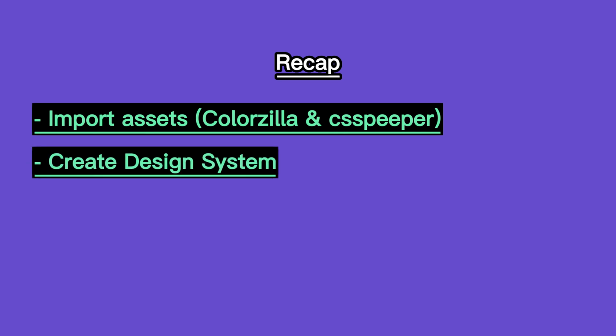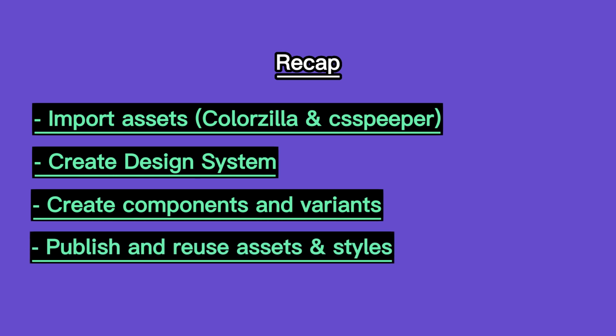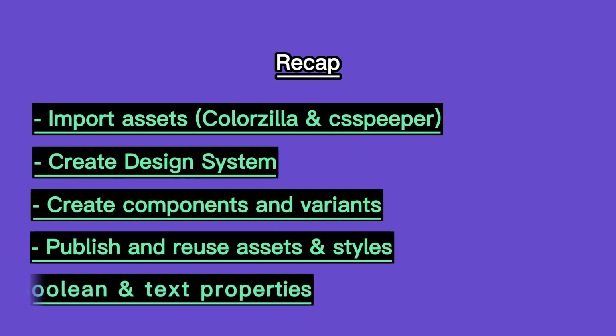So let's take a recap of what we've done so far today. First, we imported assets from the Shopify website with the help of extensions like Colorzilla and CSS Peeper, and also by inspecting the website's code. Next, we created the design system for the website, and then learned different ways to create components and variants in Figma. We then moved on to publishing and using assets and styles across different Figma files. After that, we saw the use of Boolean and Text properties before we finally finished off and fine-tuned the website design.